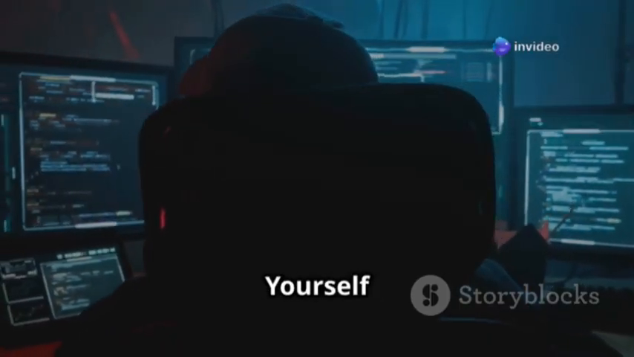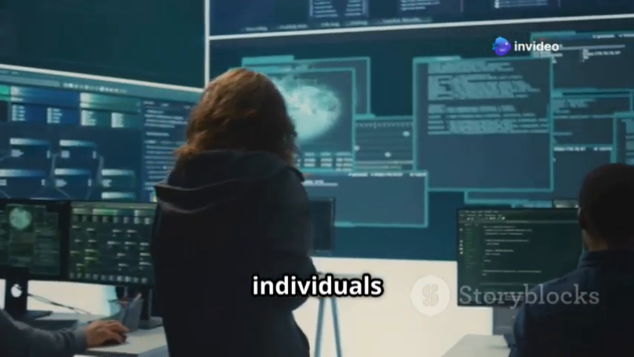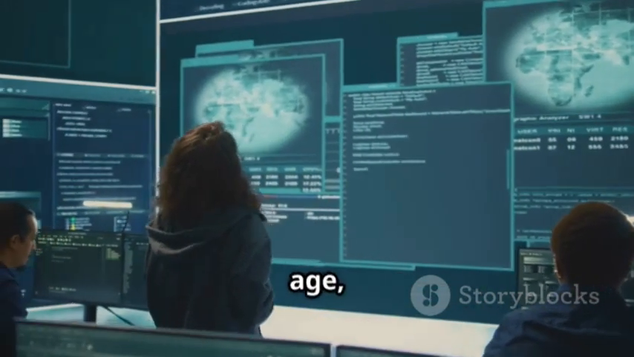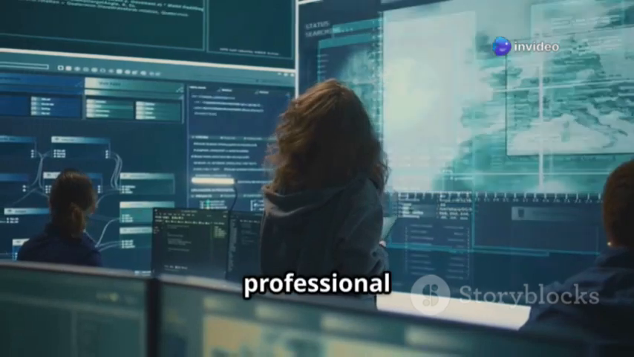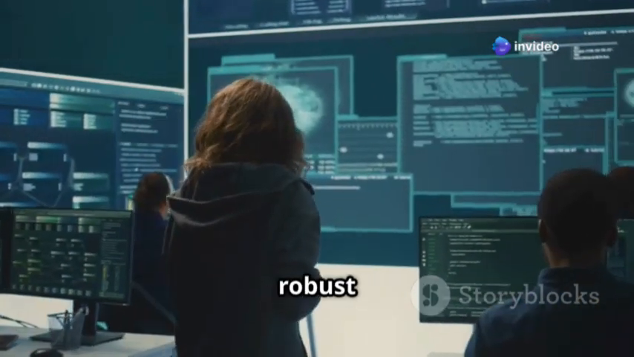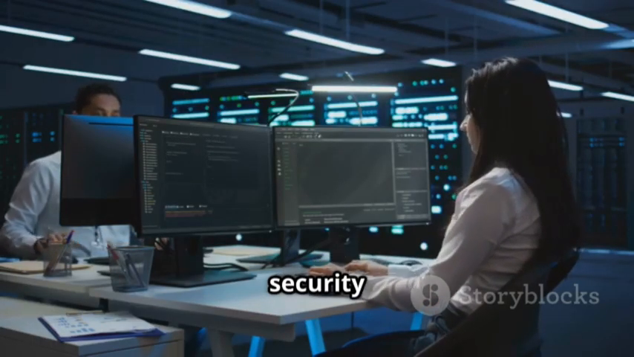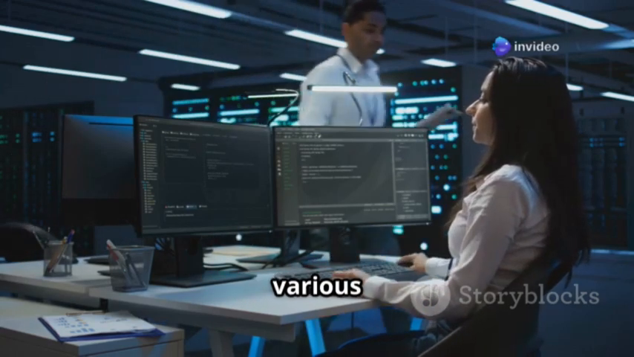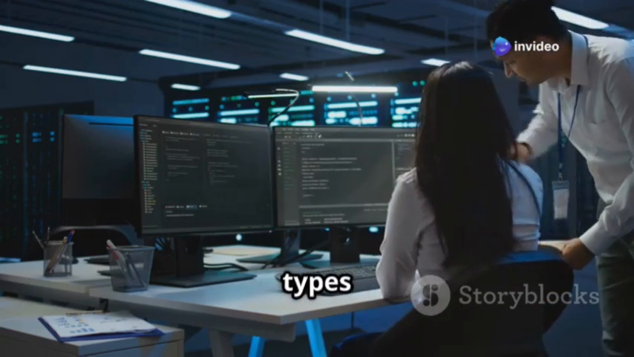Section 7. Protecting yourself. Strategies for a safer digital life. So, how can individuals and organizations protect themselves from these stealthy threats? In today's digital age, cyber threats are becoming increasingly sophisticated, targeting both personal and professional data. It's crucial to stay one step ahead by implementing robust security measures. The key lies in adopting a multi-layered approach to security that goes beyond traditional antivirus software. This means integrating various security measures to create a comprehensive defense system that can adapt to different types of threats.